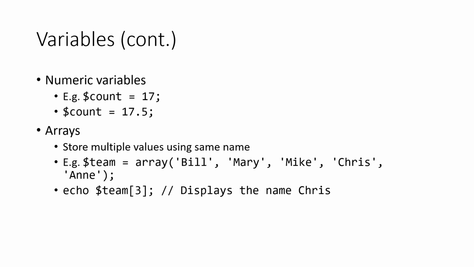Now, when you want to create multiple values with the same name, we can use the array method. In this example, we are creating a variable called team, a team array, where we have Bill, Mary, Mike, Chris and Ann. Whenever you want to access team 3, you start with 0, 1, 2, and 3, which will display Chris. So note that in PHP, we start with 0.